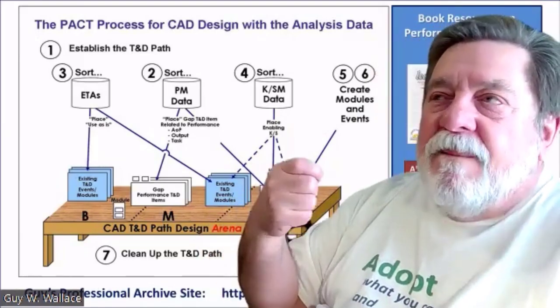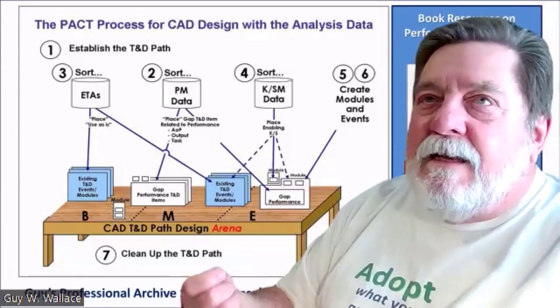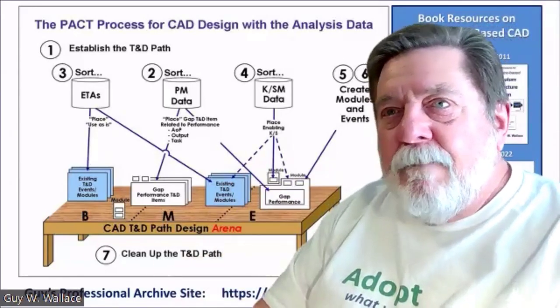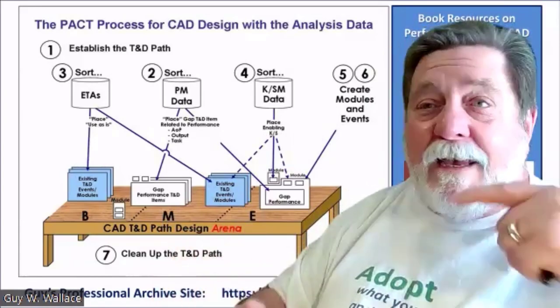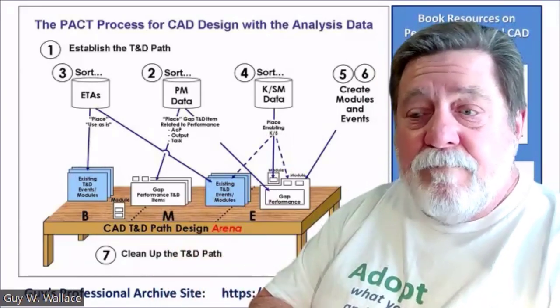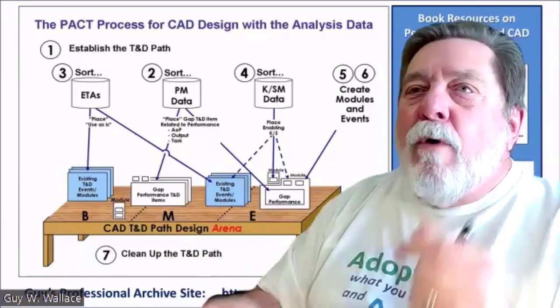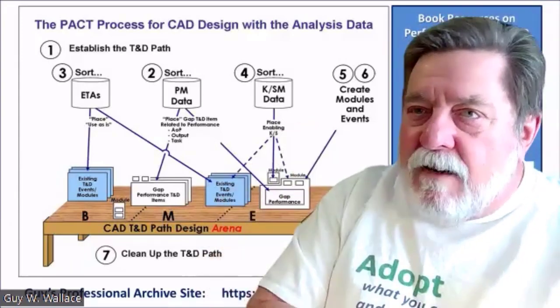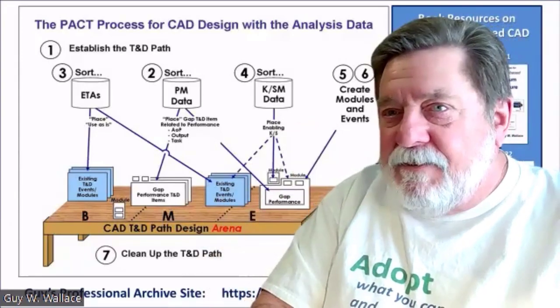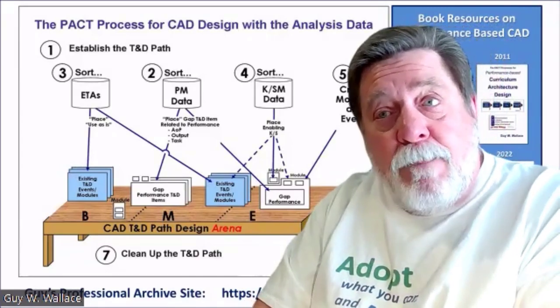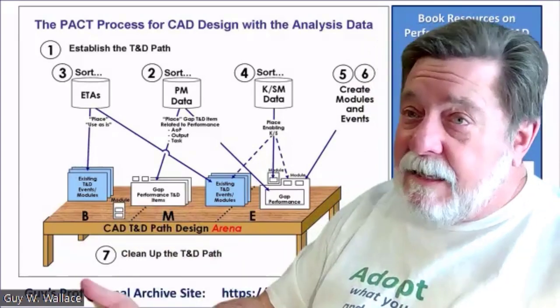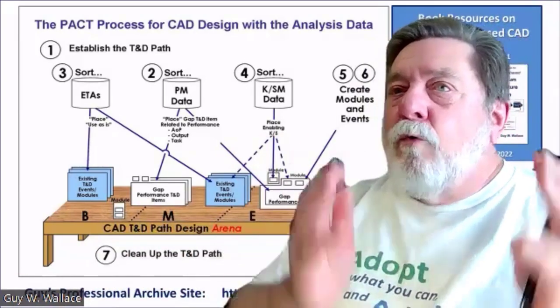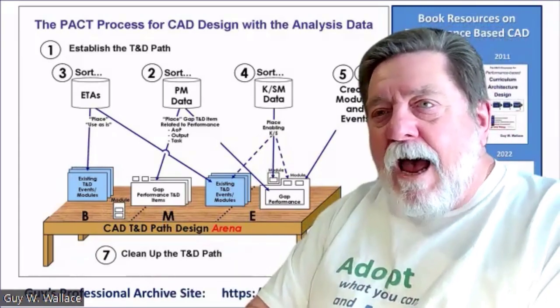Now, theoretically, the existing training enables my performance. So the ETAs, the existing training assessments, which are usually on a full page of paper, a definition of them can be a half page or whatever. But where does this go? We would place them right in front of the outputs and tasks that they theoretically enable. So now we're sorting the existing training assessment data into the path right before the first item that it enables.